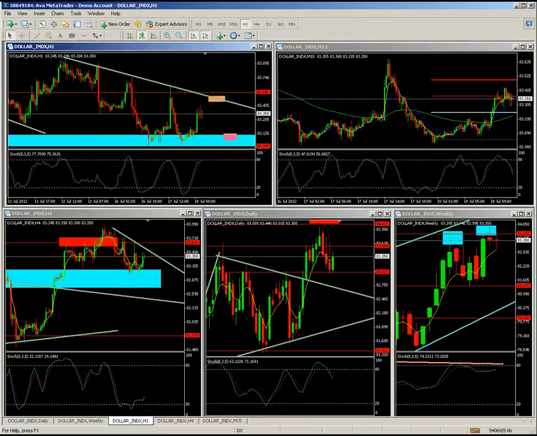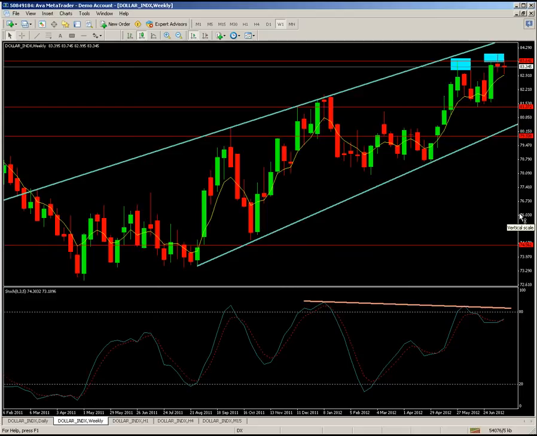Now the analysis is being done just before the New York morning session starts, so it's not before London time, just to have that in mind. Now let's have a look at the dollar index on the weekly chart.